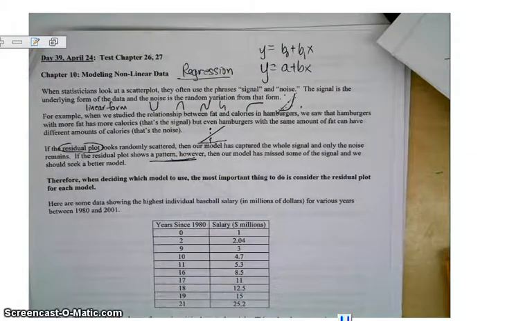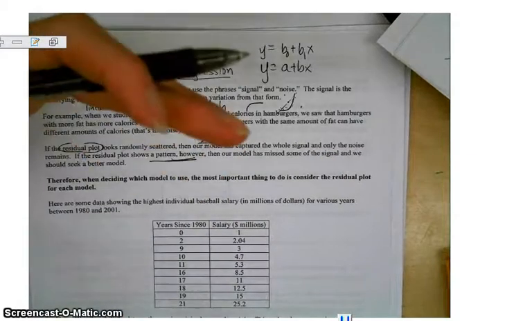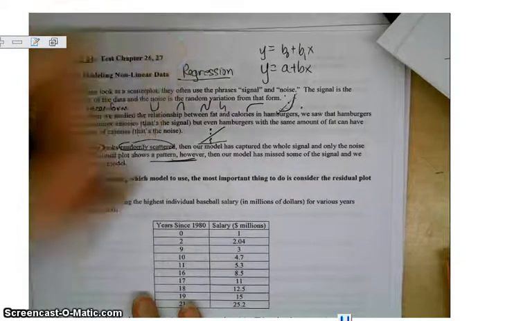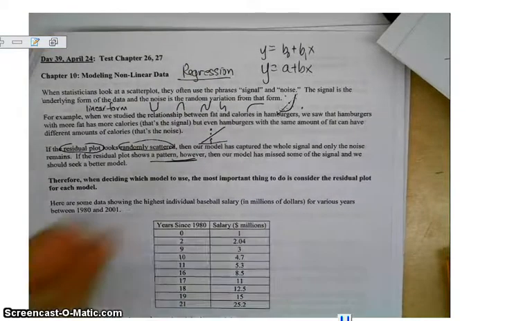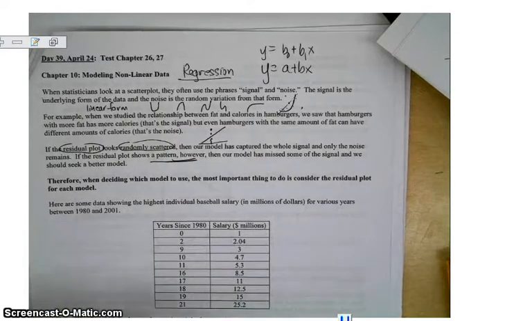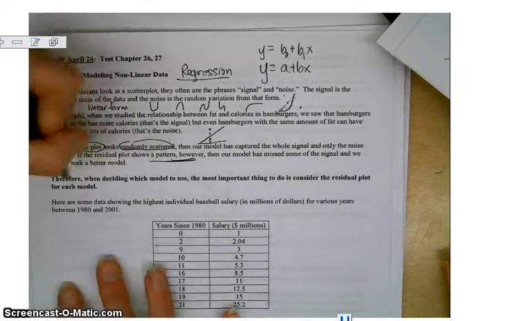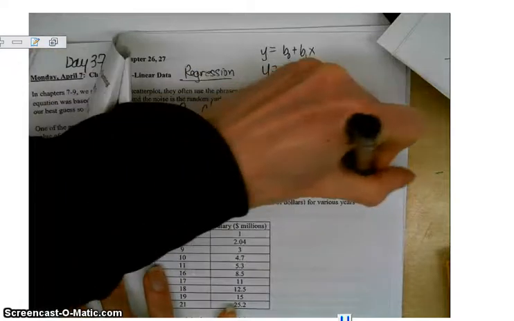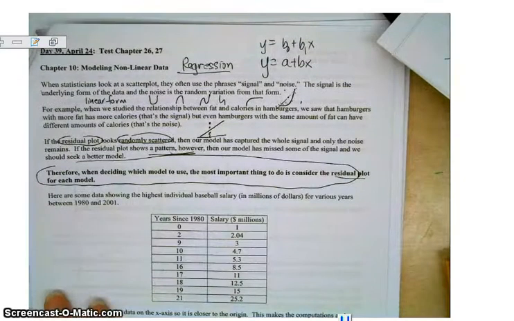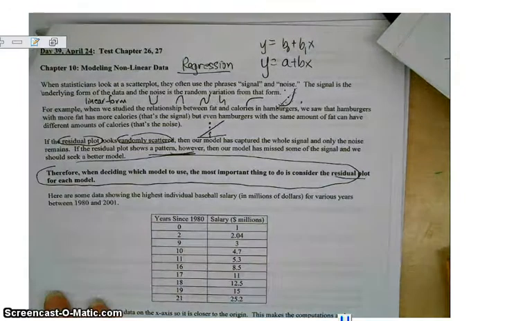So back when we did linear regression, we checked the residual plot. The residual plot should be randomly scattered in order for a linear model to be appropriate. If we're trying to decide whether we use a different model or a linear model, we look at the residual plot. The residual plot is the most important thing to consider when deciding which model to use.